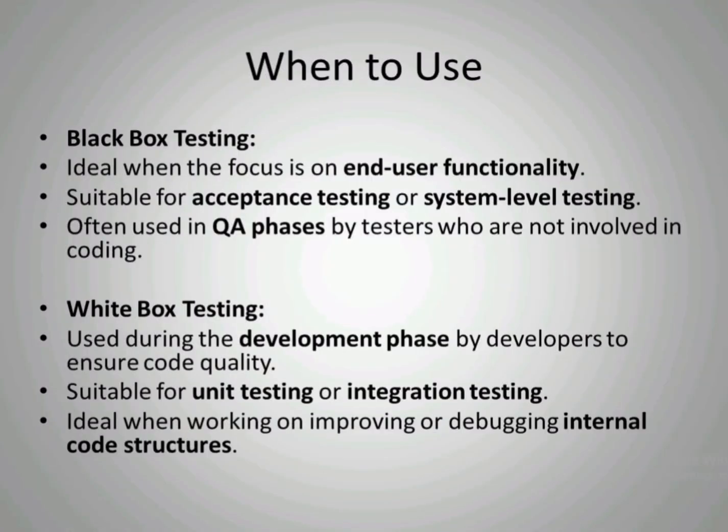When to use black box testing. Ideal when the focus is on end-user functionality. Suitable for acceptance testing or system-level testing. Often used in QA phases by testers who are not involved in coding. White box testing. Used during the development phase by developers to ensure code quality. Suitable for unit testing or integration testing. Ideal when working on improving or debugging internal code structures.